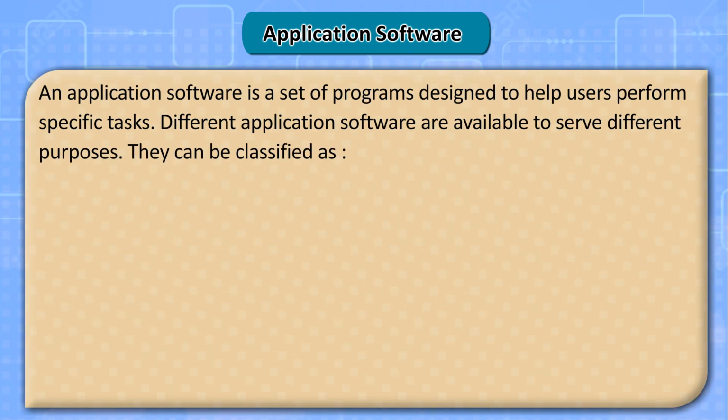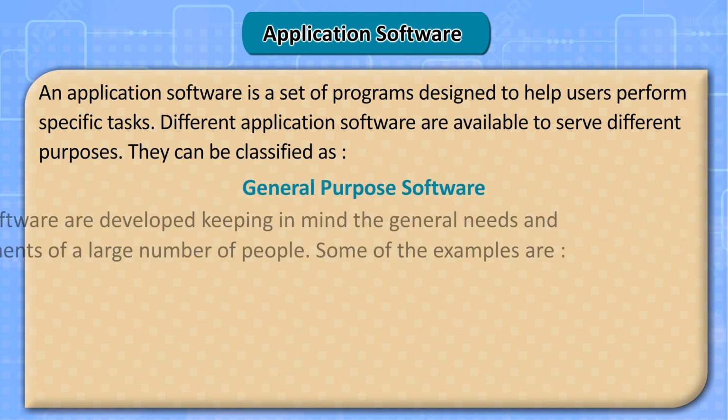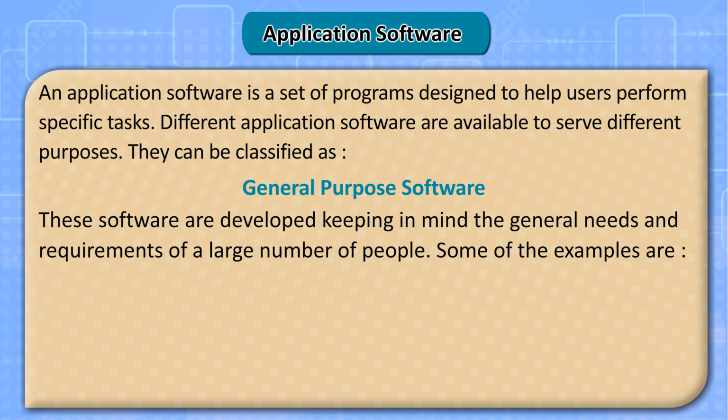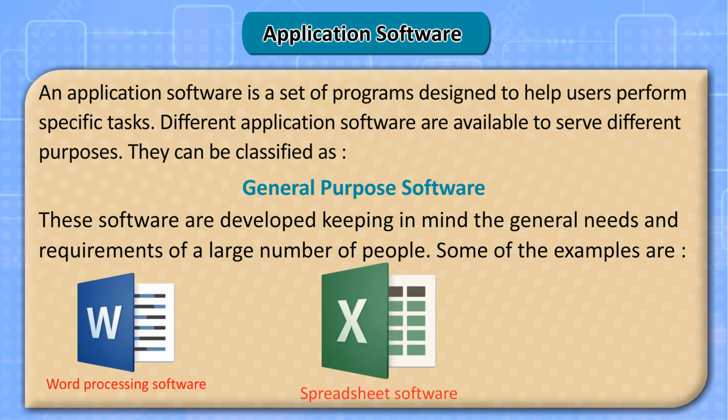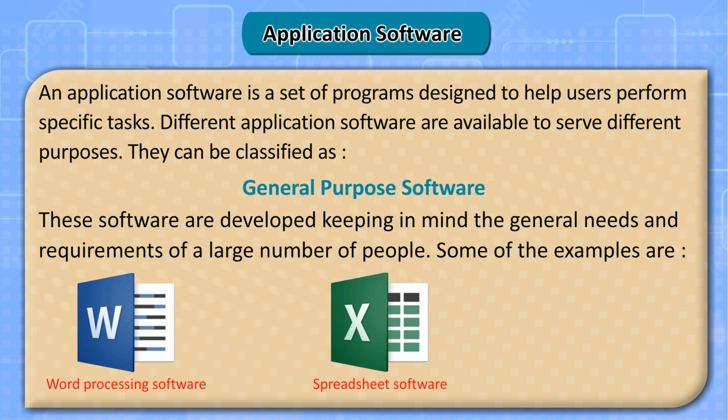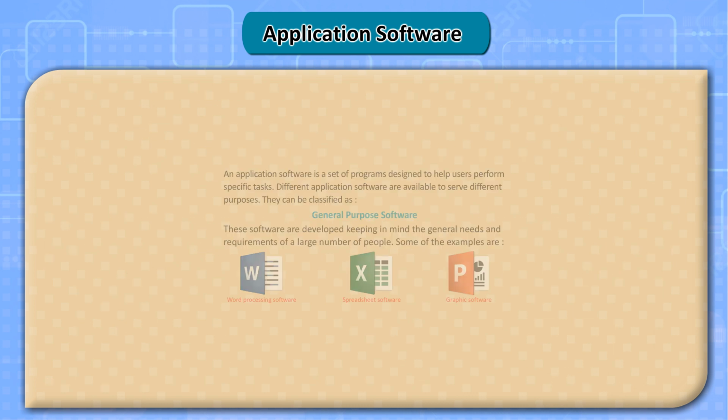Application software. An application software is a set of programs designed to help users perform specific tasks. Different application software are available to serve different purposes. They can be classified as general purpose software. These software are developed keeping in mind the general needs and requirements of a large number of people. Some of the examples are word processing software, spreadsheet software, graphic software.